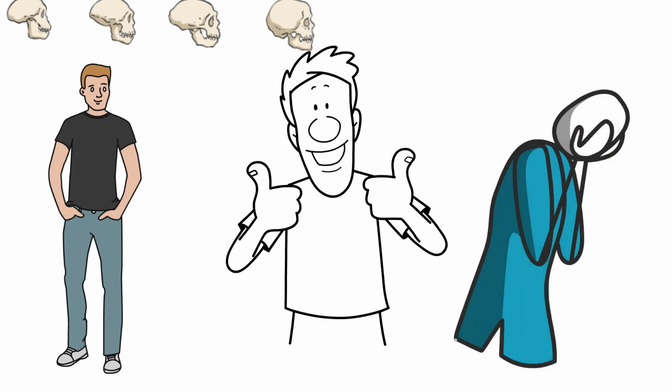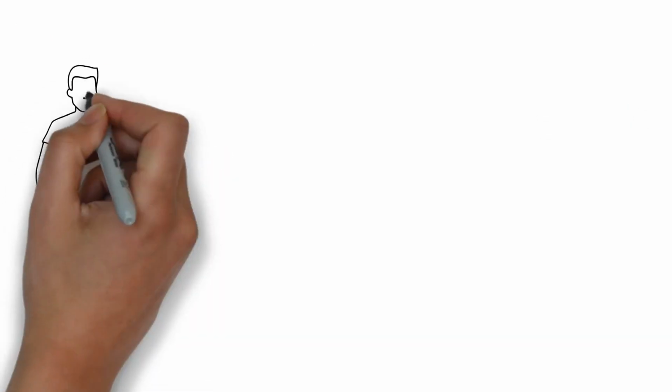The Red Queen effect is named after the character in Alice in Wonderland who said, "Now here, you see, it takes all of the running you can do to keep in the same place. If you want to get somewhere else, you must run at least twice as fast as that."